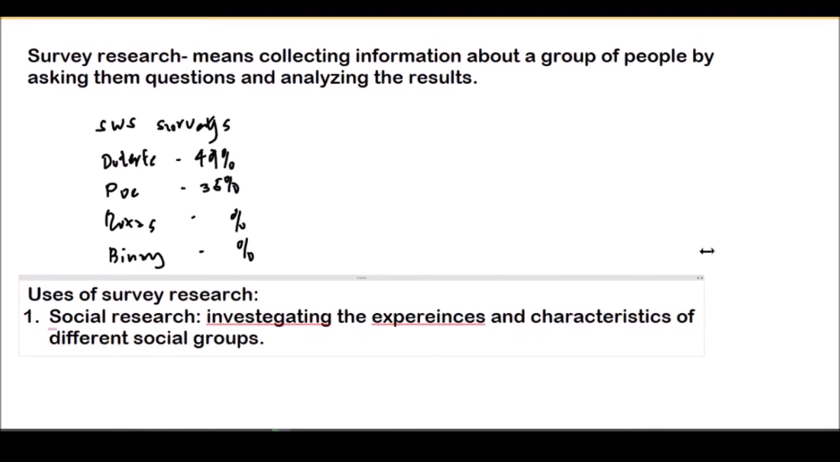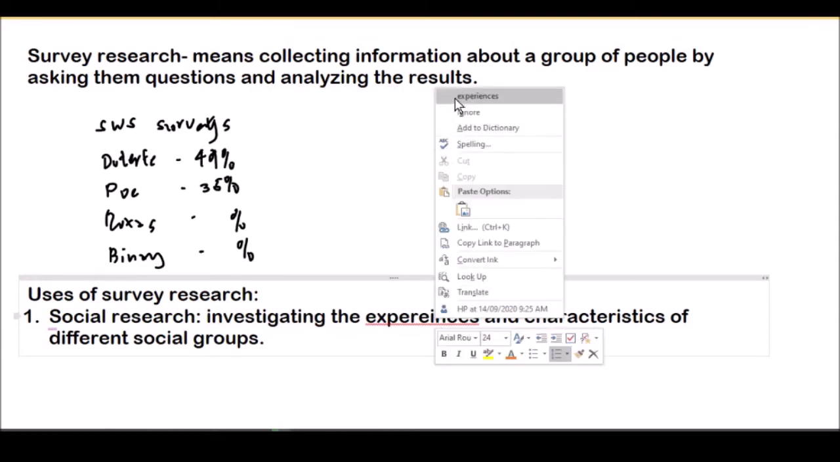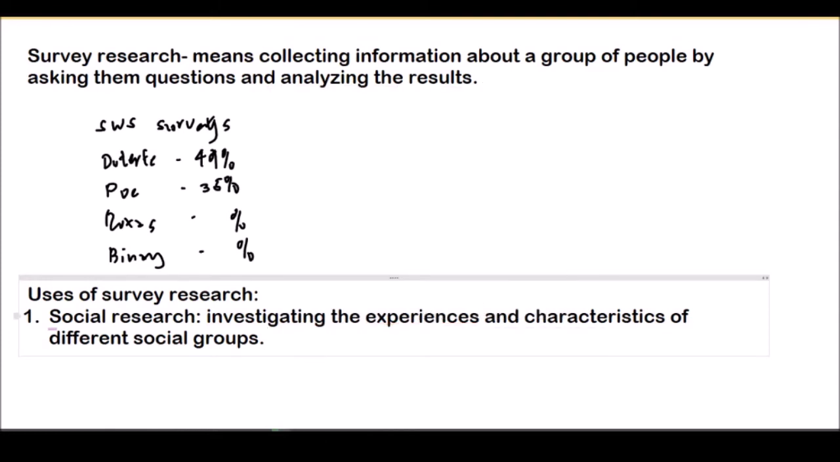It involves investigating the experiences and characteristics of different social groups. For example, we have a survey about a certain group of persons on the poverty line, on how they will rate the government on its action during COVID-19. So that is a type of survey research.